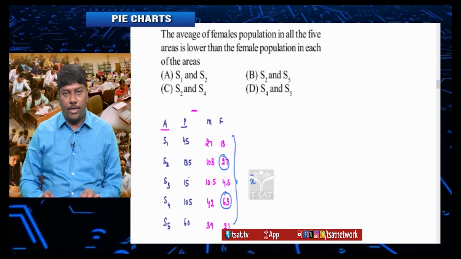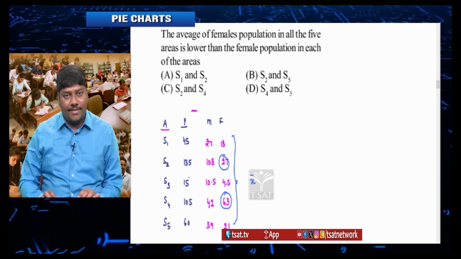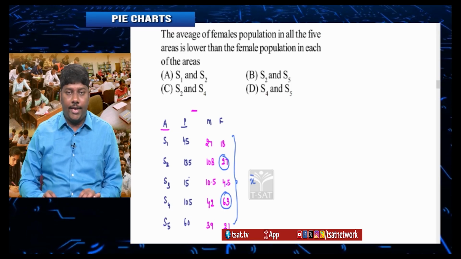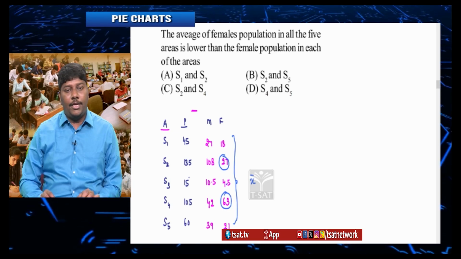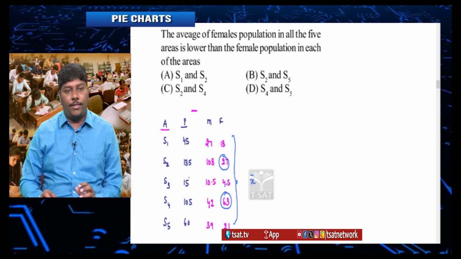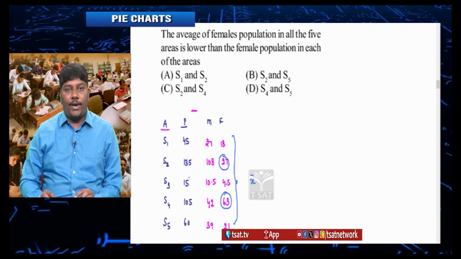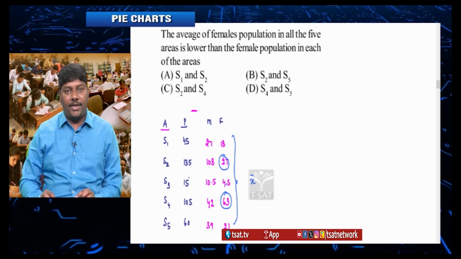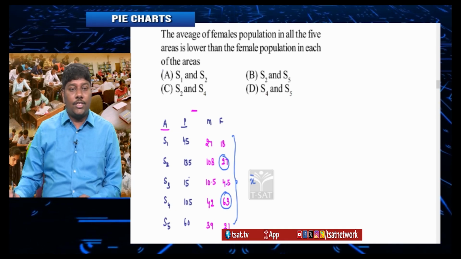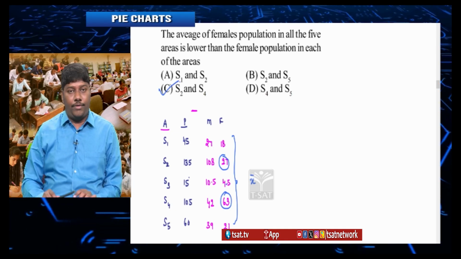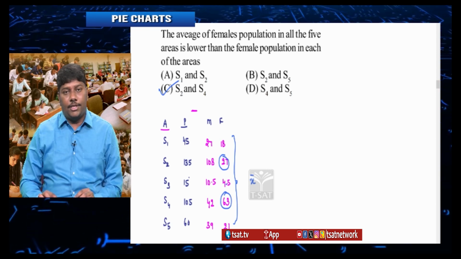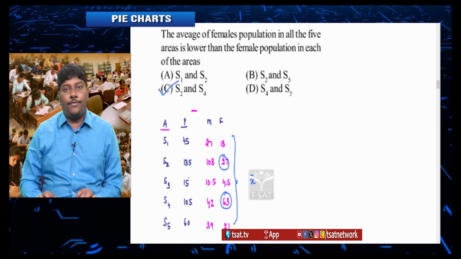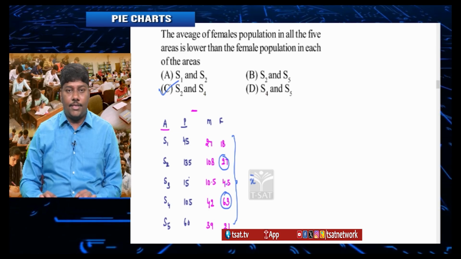because these 2 areas are more female populated areas. If average has to be lesser than some areas, then the areas must be highly female populated areas. So if you look at highly female populated areas in the given graph, it is S2 and S4. Therefore, average must be less than S2 and S4. This is without actually finding the average. Don't find the average. It is common sense that we can say it must be less than S2 and S4 because these are the highly female populated areas in the given graph.